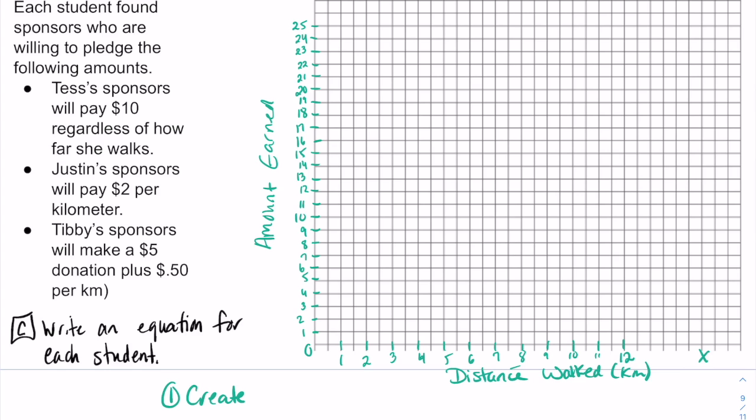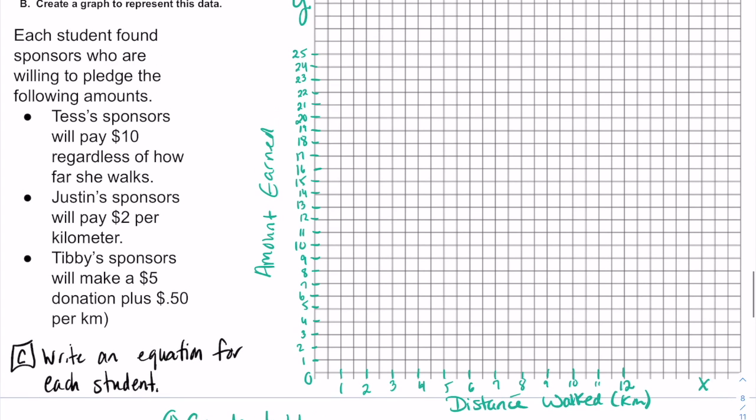Your first job is to create the table in your notebook. Right? So you're going to copy that table down and fill it all in. And then the second job, you're going to create the graph. Again, you're going to copy this graph down, and you should see 3 lines. 1 line for Tess, 1 line for Justin, 1 line for Tibby.